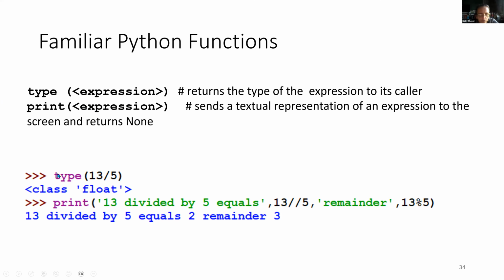So for example, here are some samples of this. You could do type of 13/5, which will always give a float, right? Because it's a regular division. And we could do print, and then we have our print statement here with several commas in between where we are going to substitute in the values of the floor division and the mantissa, which will tell us about the remainder. And so print will then make that textual representation to show on the screen.